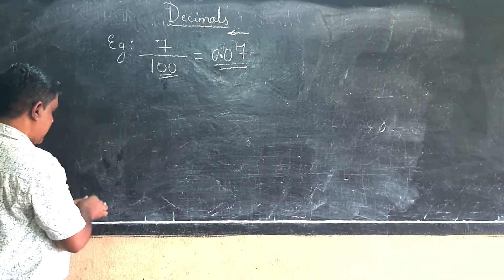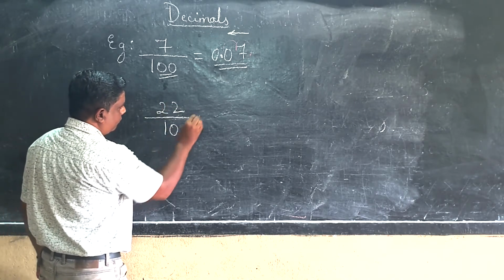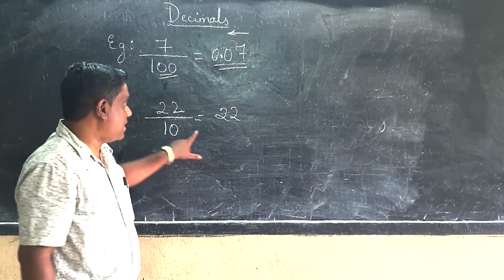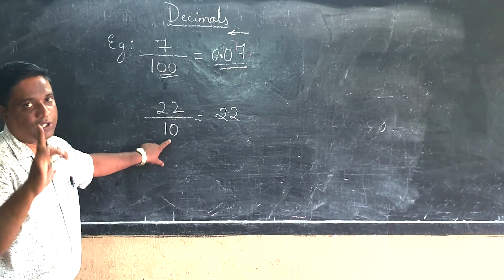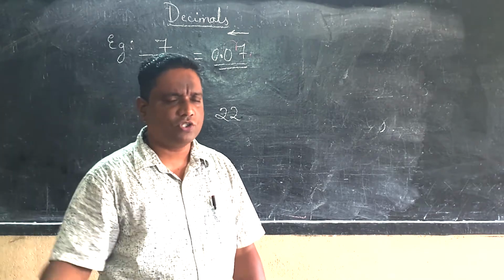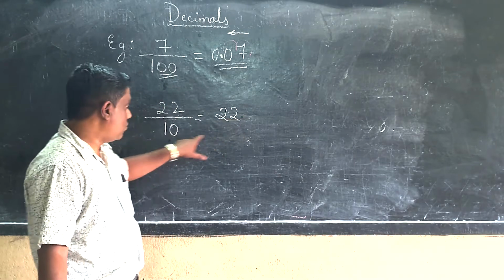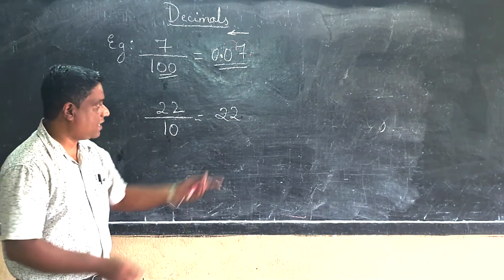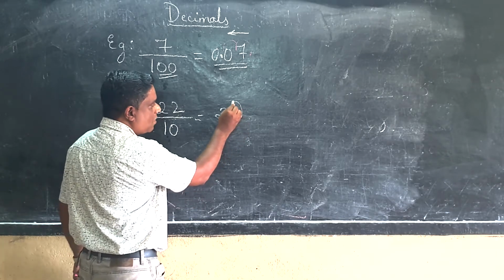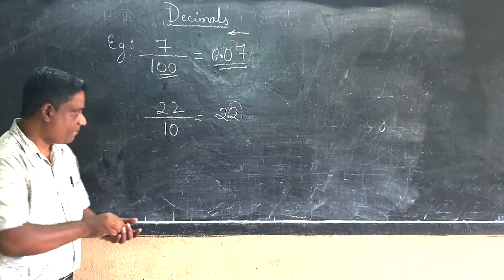Now, second example. How many zeros does the denominator have? 1 zero. Where is the point? After 22. So 22.000, we say it is 22. How many places do we have to move? 1 place. So move the point 1 time. So 22.2. Understood, students?